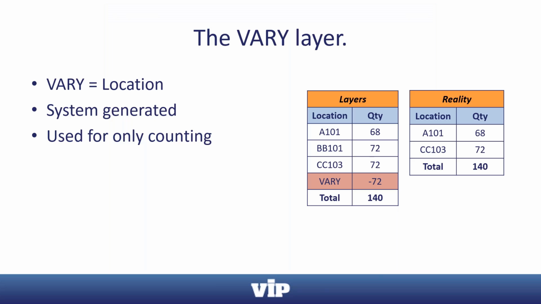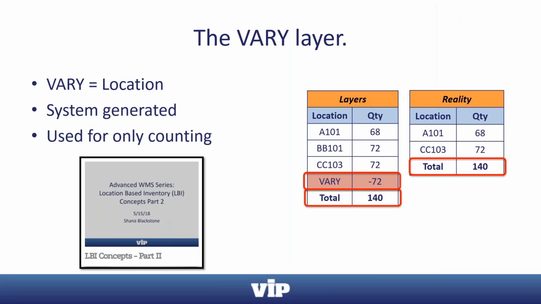In order to understand correcting variances, we have to understand the vary layer. So this is important. This is a location that the system creates during the task counting process. This is not a location that is manually created in Work with Locations and should not be used to move product in and out of during other procedures, such as receiving or product movement. The vary layer is created to always balance the layer file to the on-hand file.